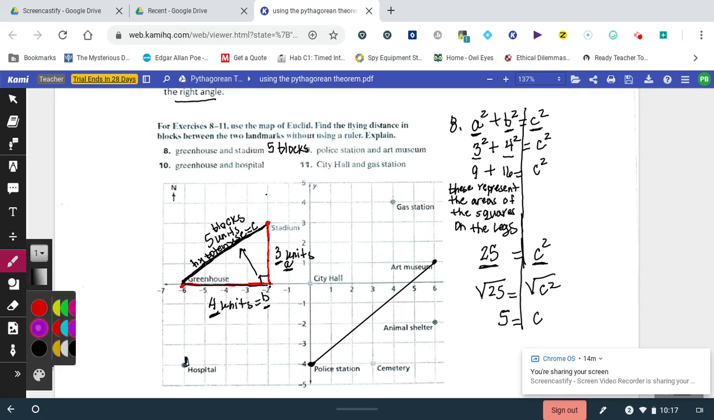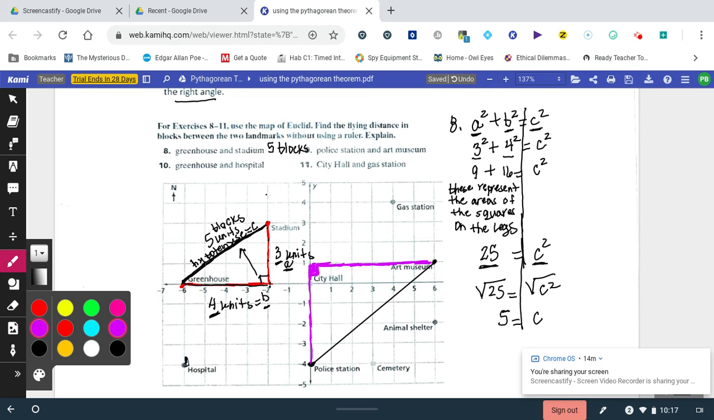I'll draw it up here. And I want my right triangle to be made of vertical and horizontal pieces so they can make a right angle. And there's my right angle right in here.